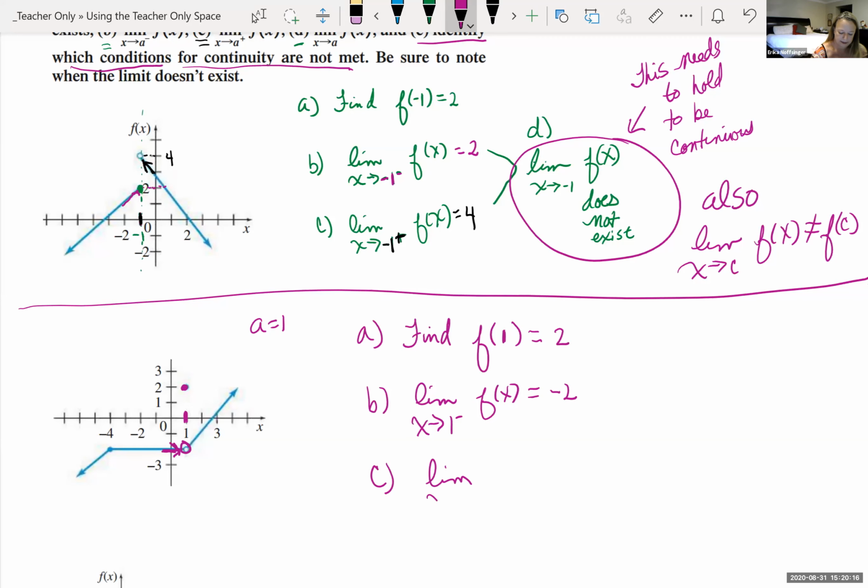Look at the limit as x approaches 1 on the right. Well, if I come in on the graph on the right, that y value I'm getting closer and closer to is also -2. Since these are the same, then I can say that the limit as x approaches 1 of f of x equals -2.